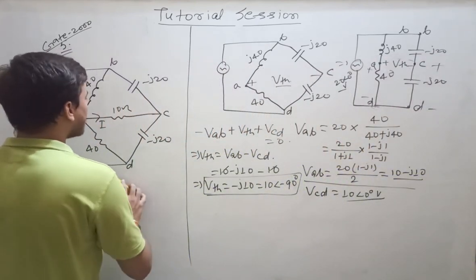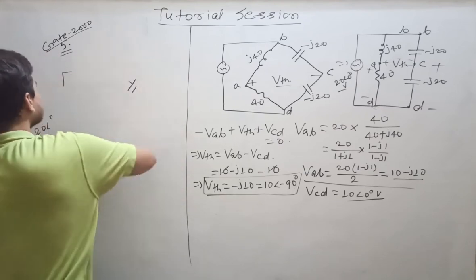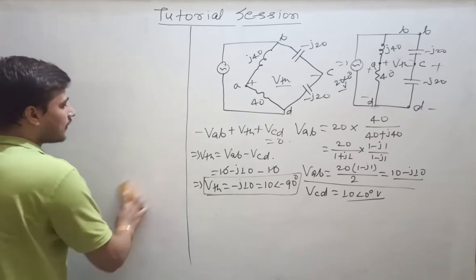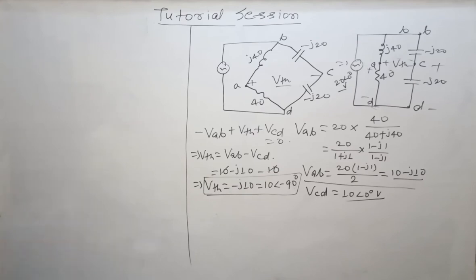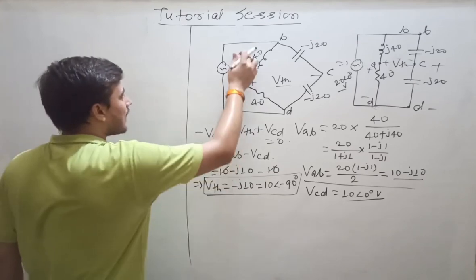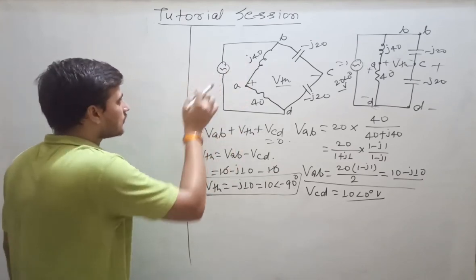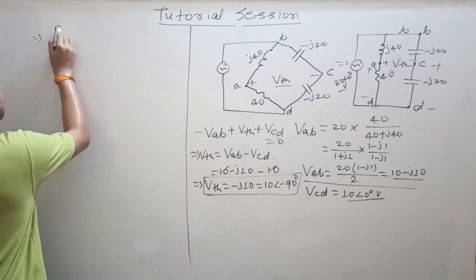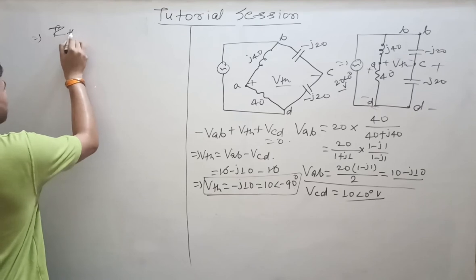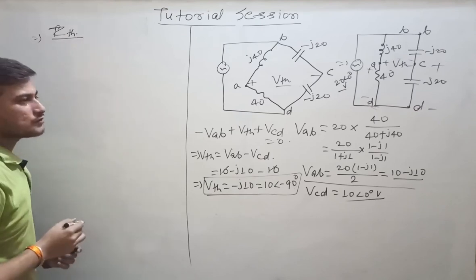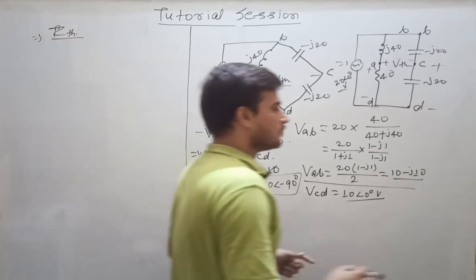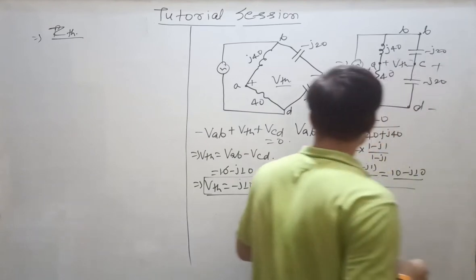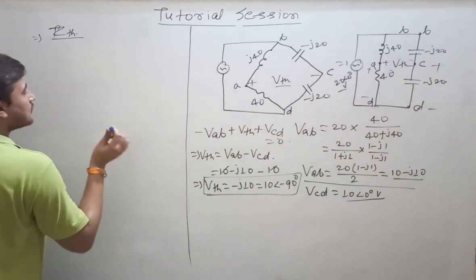We have to find equivalent impedance. So let us see how to find equivalent impedance. If you find equivalent impedance, then we will have to short circuit this voltage source. So I am again drawing the circuit to find ZTH. To find ZTH, we will have to short circuit this source. So once you short circuit this source, here the circuit will be like this one.